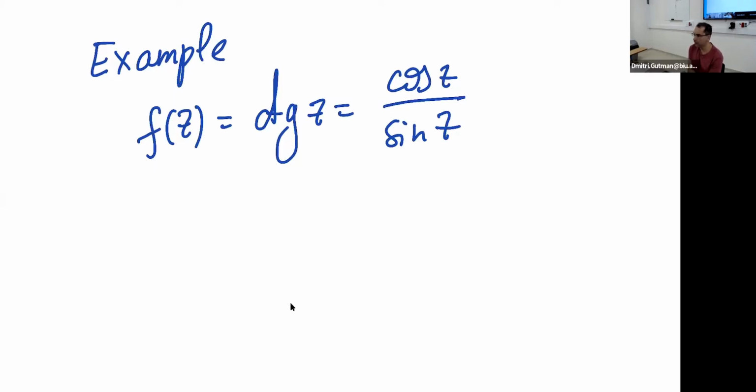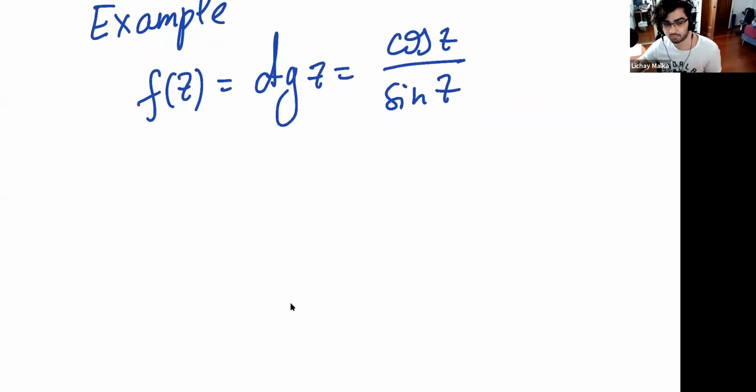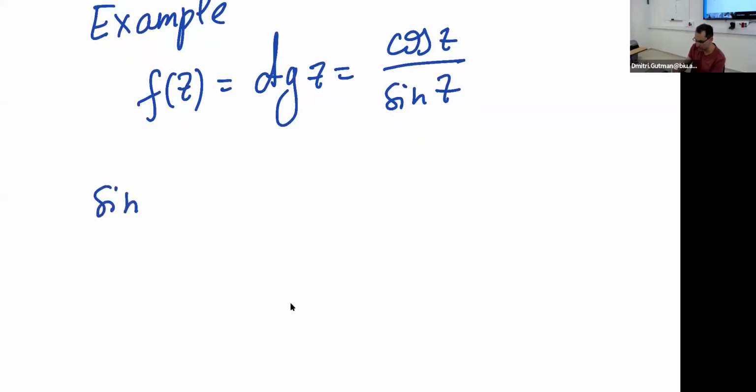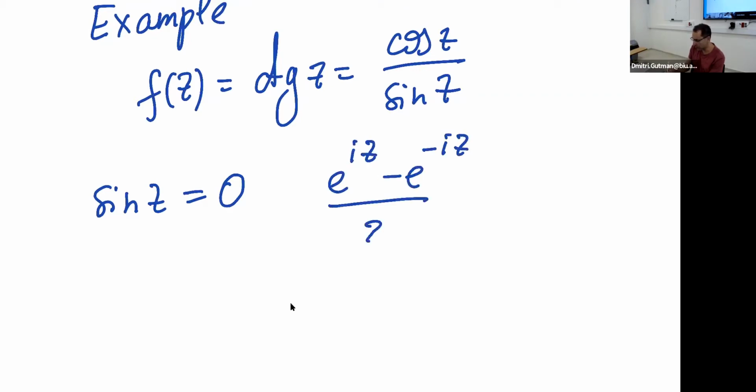What determines the singularities of this function? Sine of z. Correct. So the points where sine of z has zeros would be exactly the points of singularity of the function f of z. So in other words, e^(iz) minus e^(-iz) over 2i has to be equal to 0. What are these points?